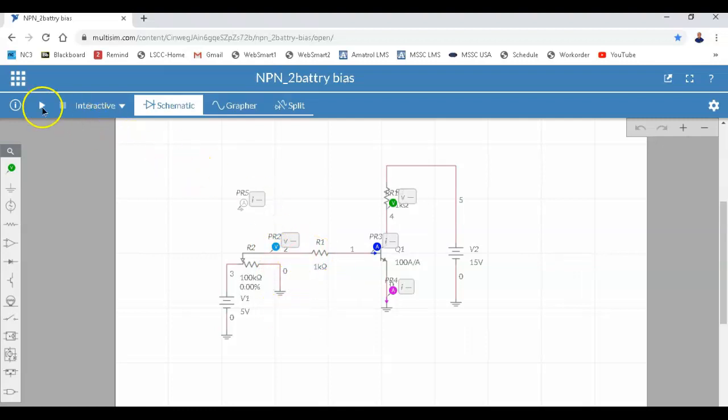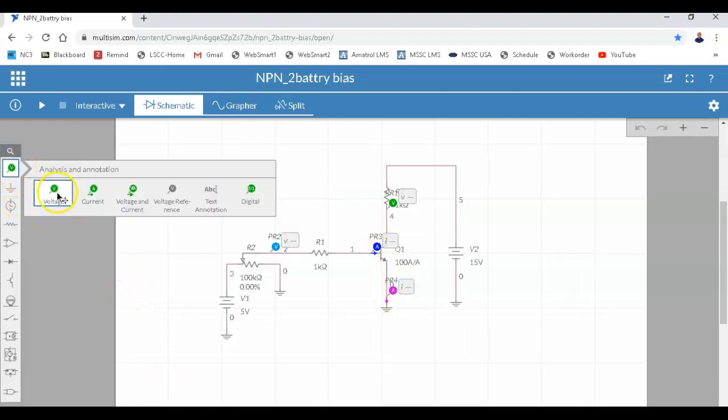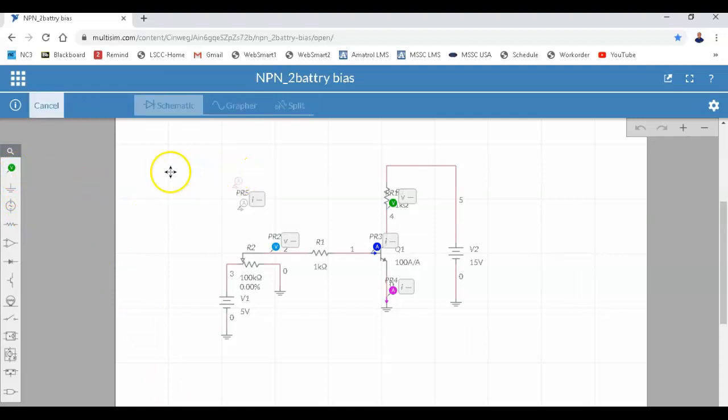Once you get it set up, we have a voltmeter here. This is going to measure our base, and this is going to measure the voltage here. This is measuring base current. This is measuring emitter current. We can put another ammeter up here, so we'll put an ammeter right there. That should measure collector current for us.